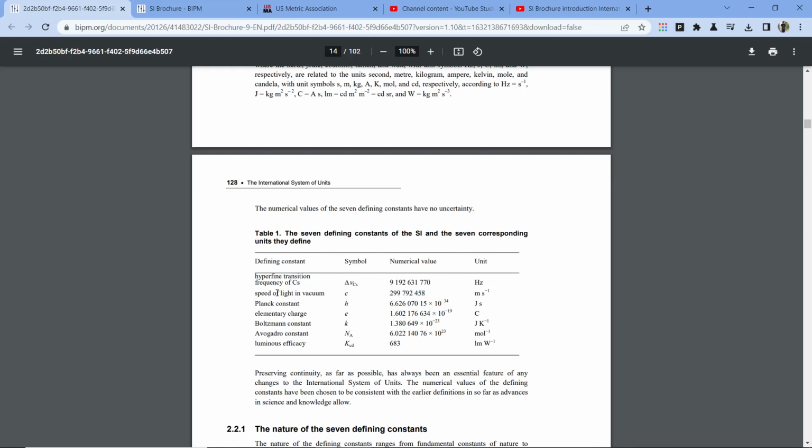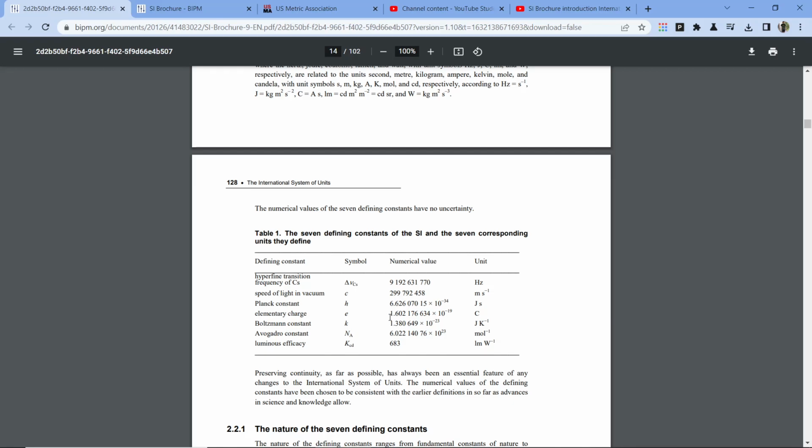So the numerical value for the speed of light in vacuum is 299,792,458 meters per second. Planck constant h, 6.62607015 times 10 to the negative 34 joule second.